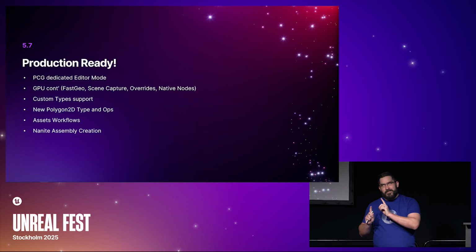Very helpful. We've also added the Polygon 2D type, a bunch of operations for that, as well as some new asset workflows. And late breaking news, Nanite assemblies can now be created with PCG. That part's experimental. We'll get to it in a second.